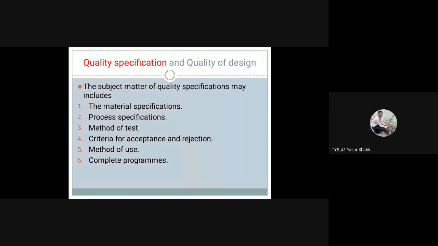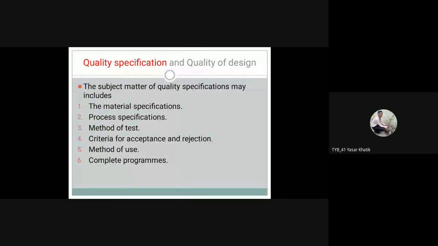So you can just decide on one method for acceptance and rejection purposes. Once you finalize some method, it will be easy for you to separate the accepted jobs and rejected jobs. Then the method of use: what is the actual method of use of that product, you have to mention each and everything in that manual. Then complete programs, whatever your process is starting from the designing phase up to the sample, sorry, inspection part, you have to mention it clearly in the programs.